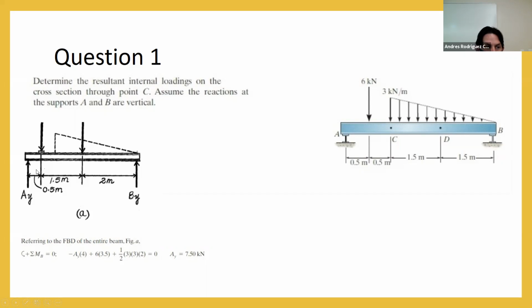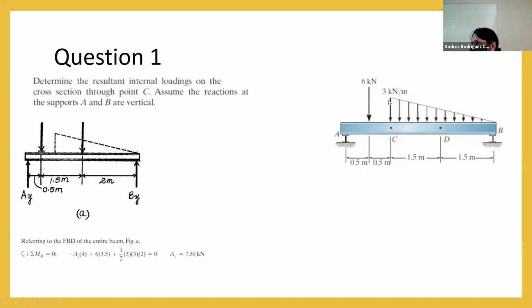We have the reaction multiplied by the distance, which is going to be 4. And we have this moment here, so it is going to be negative. It depends on the convention or notation that you are going to use. In this case, negative is clockwise. So we have this load here that is 6 kilonewtons, multiplied by the distance, which is 3.5. And we have the triangle force, which is 3 kilonewtons here.